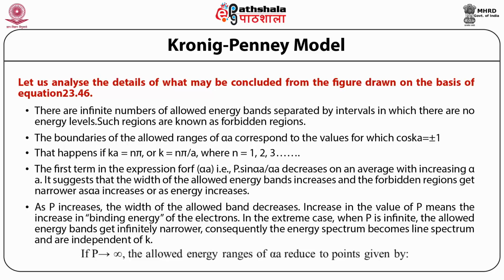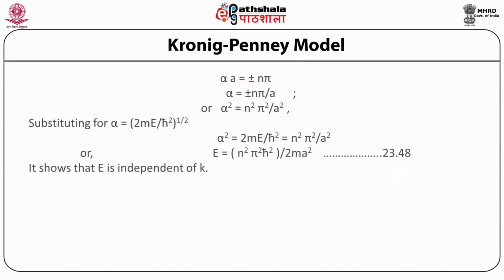If P tends to infinity, the allowed energy ranges of αa reduce to points given by αa equal to ±nπ, or α equal to ±nπ/a, or α² equal to n²π²/a². Substituting for α equal to (2mE/ħ²)^(1/2), α² is equal to 2mE/ħ², which equals n²π²/a², or capital E is equal to n²π²ħ²/2ma², as is given by equation 23.48. It shows that capital E is independent of k.